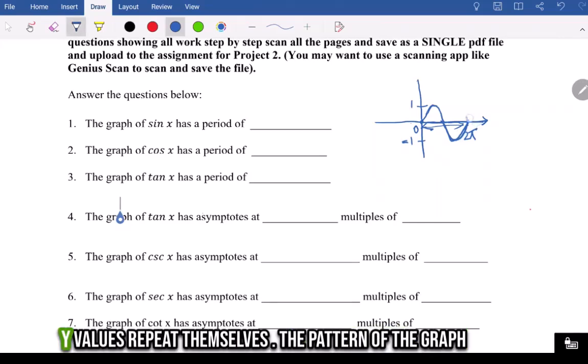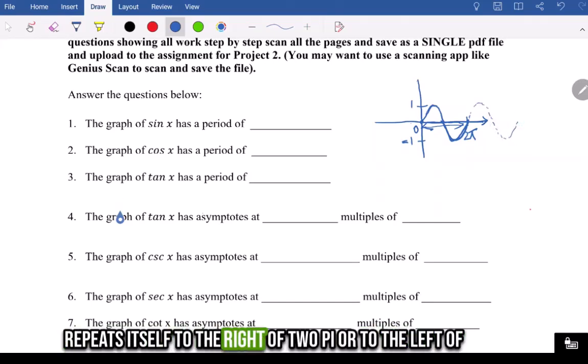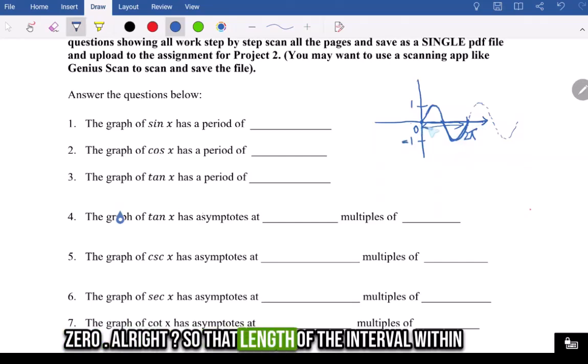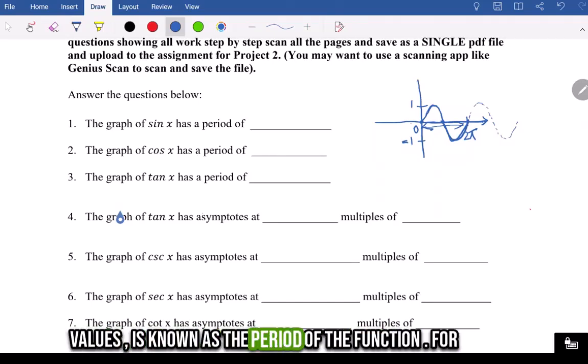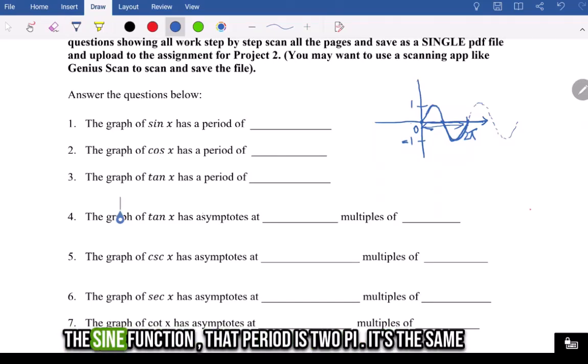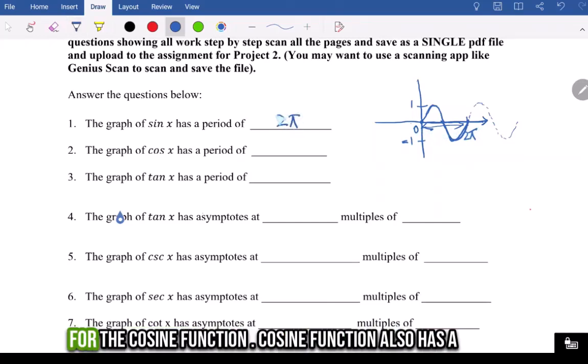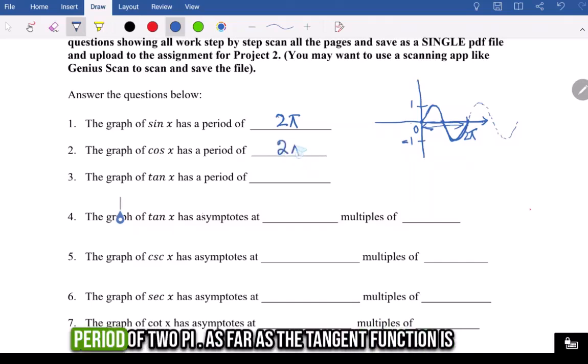Beyond this, the y values repeat themselves. The pattern of the graph repeats itself to the right of 2 pi or to the left of 0. So that length of the interval within which a function has unique y values, distinct y values, is known as the period of the function. For the sine function, that period is 2 pi. It's the same for the cosine function. Cosine function also has a period of 2 pi.